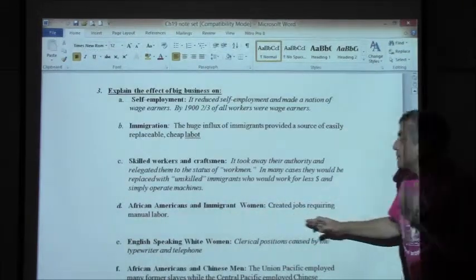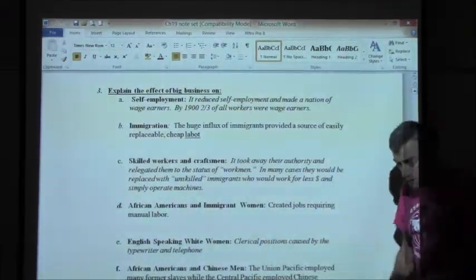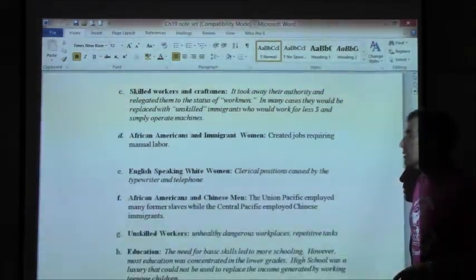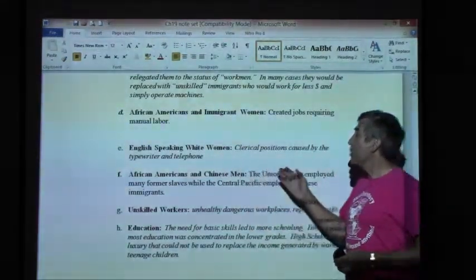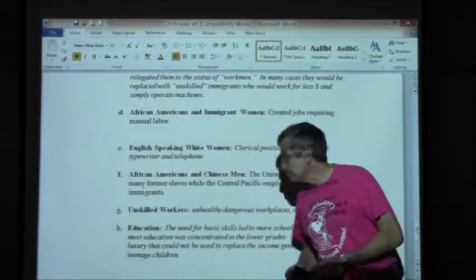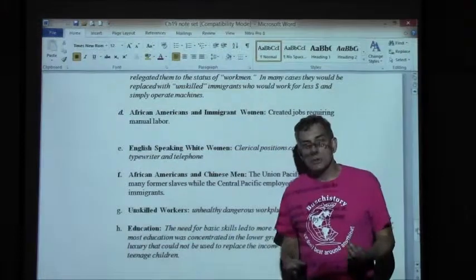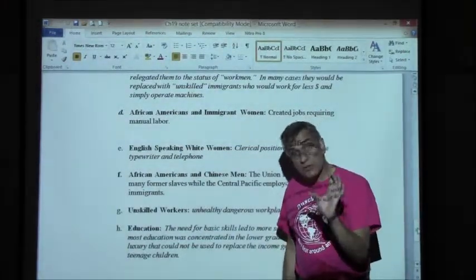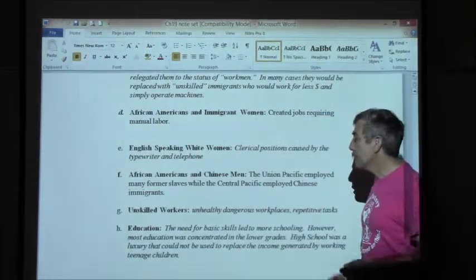African Americans and immigrant women. It created jobs for both in manual labor, although they still were low on the pecking order. Big business allowed English-speaking white women clerical positions, typewriters, telephone operators, and the like. African Americans and Chinese men, the railroads. The big business jobs for these two groups specifically were on the railroads prior to about 1890.